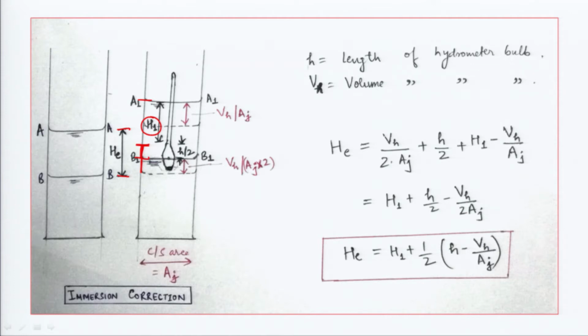Now we have taken this amount extra, we have taken the entire height and this height is extra. So we will be subtracting this portion: Vh upon 2 Aj plus H by 2 plus H1 minus Vh by Aj. When we subtract it, what do we get? It is H1 plus half of H minus Vh by Aj.